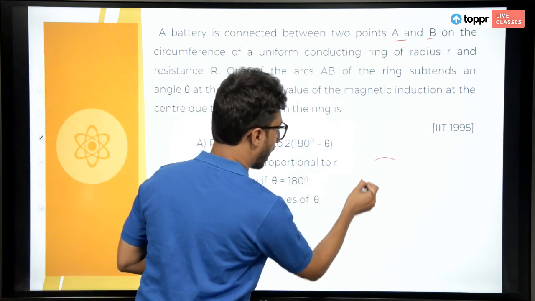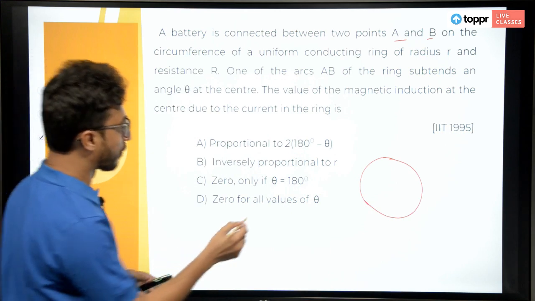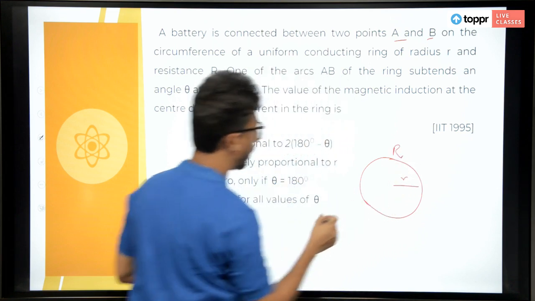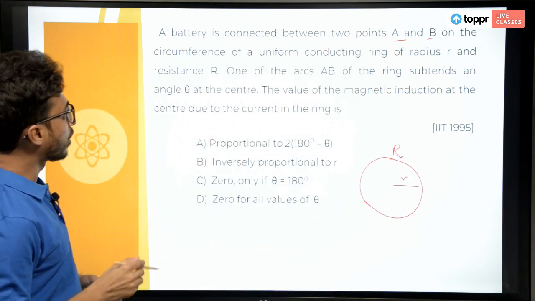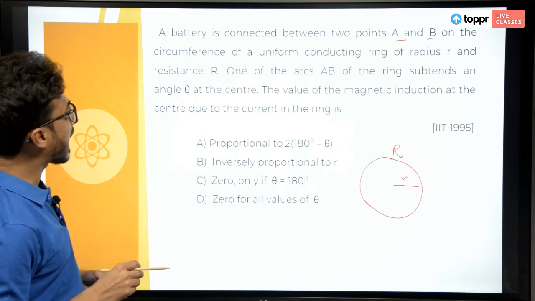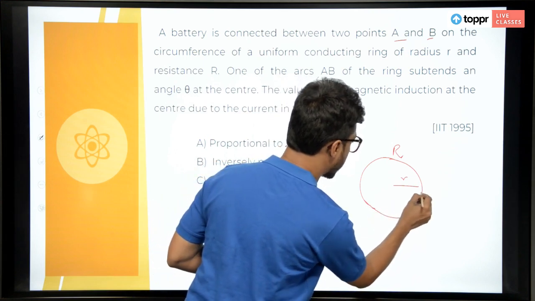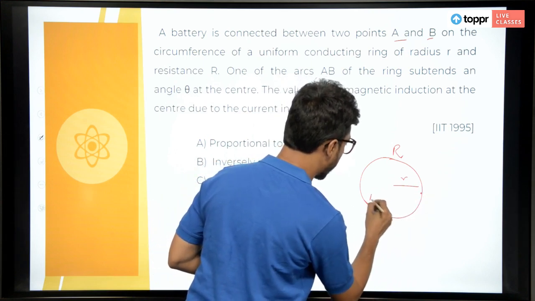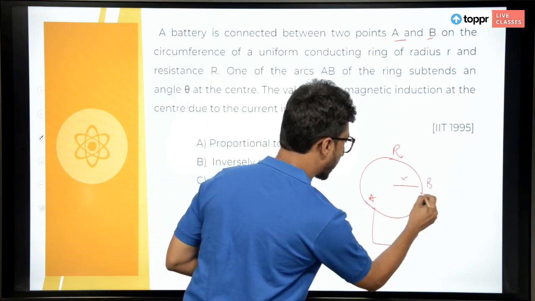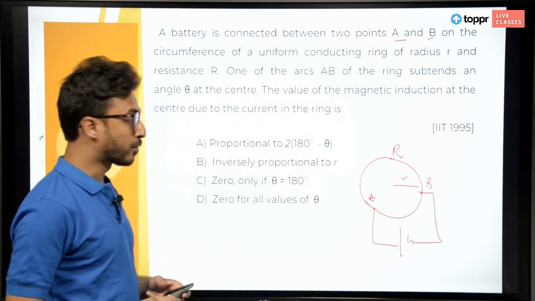So, let this be the conducting ring of radius r and its resistance is r. One of the arcs AB of the ring subtends an angle theta at the center. So, the battery is connected between 2 points. Let these be the 2 points A and B. So, we are connecting a battery like this.